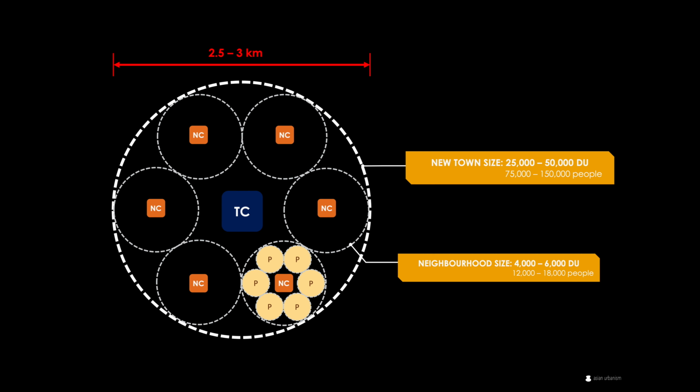A neighborhood can be subdivided further into smaller planning hierarchies called precincts. With a size of 3 to 5 hectares, each precinct accommodates 600 to 1,000 dwelling units or a population between 1,800 to 3,000 people.